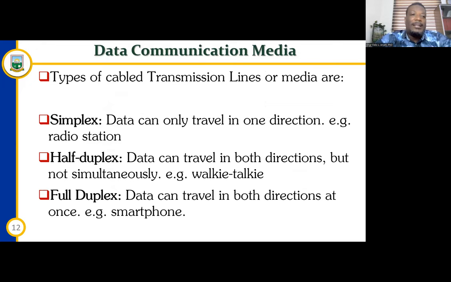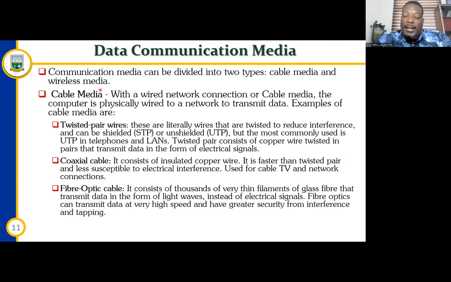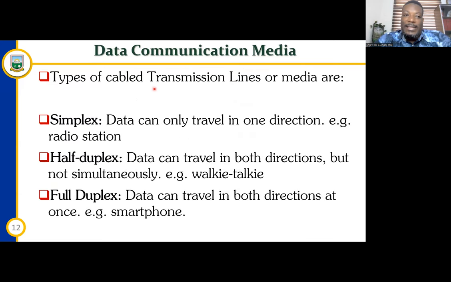So now let's talk about the types of cable transmission lines. I said when you talk of data communication media, there were two of them. We have the normal, which is the cable media, and also the wireless. I just spoke about the cable media, and I gave you three examples of them. Now I want us to delve into the types of cable transmission lines that exist. There are three main ones that we normally talk about: the simplex, the half duplex, and also the full duplex. In fact, this particular slide usually comes in the exam and quizzes.